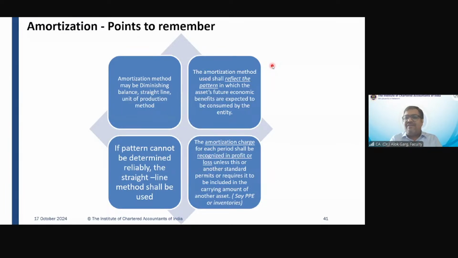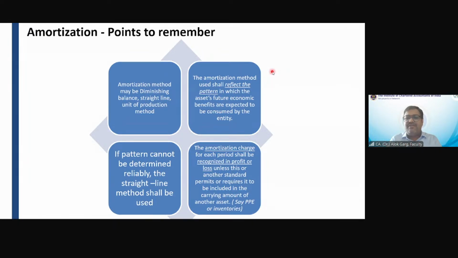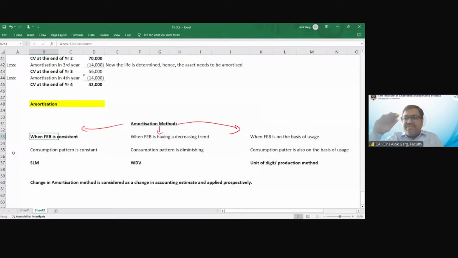So are these methods an accounting policy or an accounting estimate? Estimates. These methods are accounting estimates, right? These methods are based on the expected future economic benefit. For example, when the future economic benefit is consistent, which method is more appropriate? When the consumption pattern is constant, SLM.